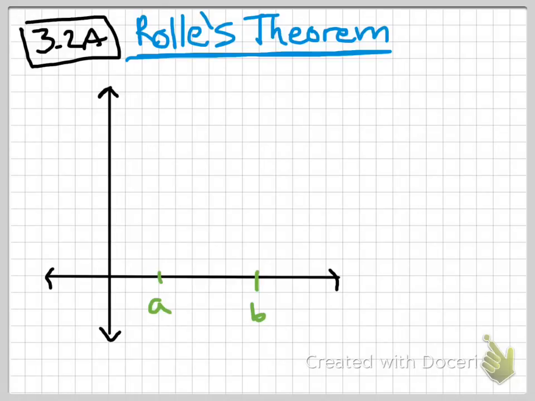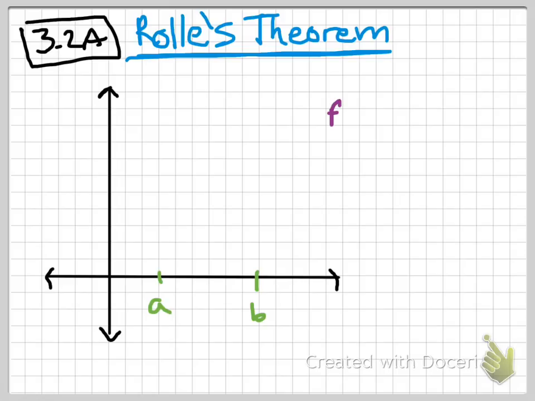Okay, so here's a video on something called Rolle's Theorem. Rolle's Theorem was invented by a French mathematician with the last name Rolle, hence the name of the theorem. He came to the conclusion that if you have a graph, so I made up a graph here, and you're studying it on an interval, let's say from a to b, and you know three things are true.